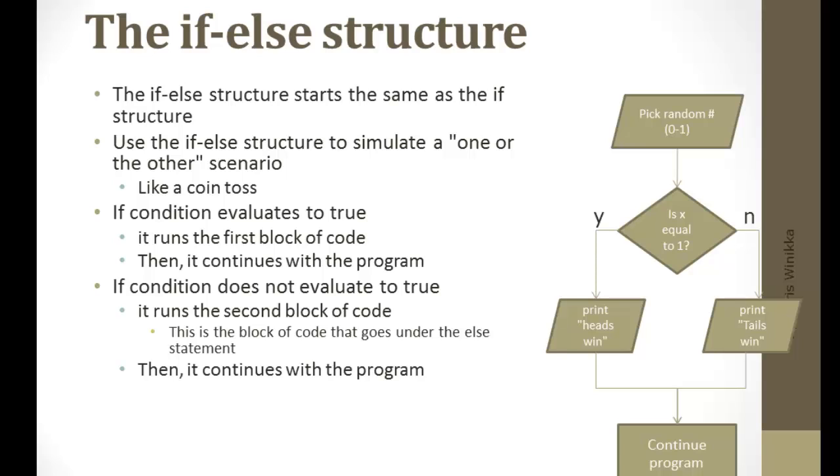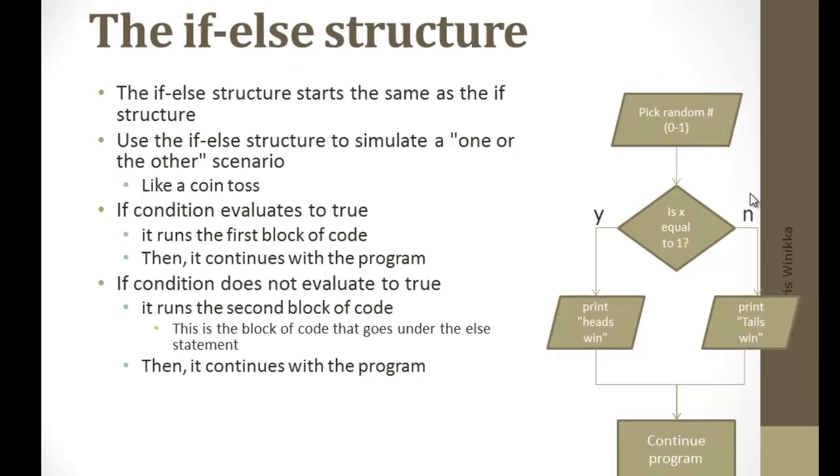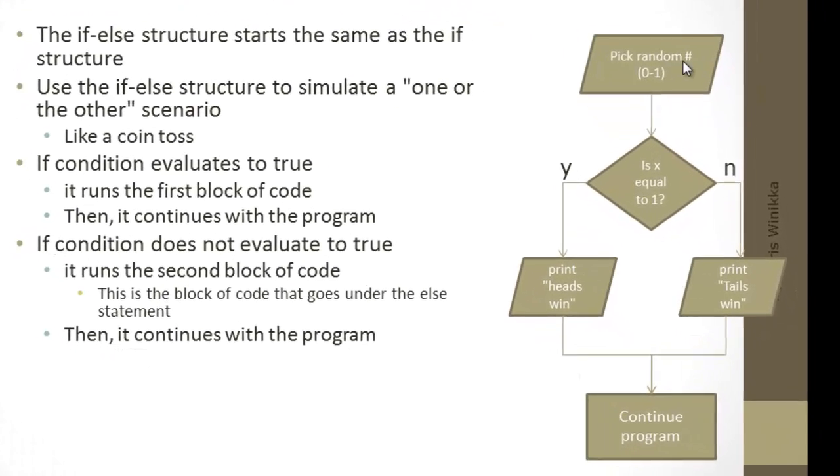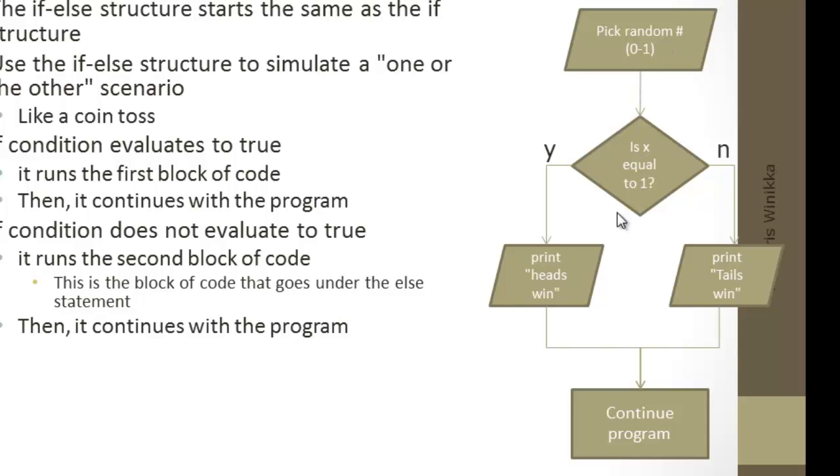So for the next trick using conditional execution, we're going to use the if-else structure. On the right, we have the flow chart for it. We're going to pick a random number, 0 or 1. If it's equal to 1, we say they flipped heads and it wins. Otherwise, we say tails wins, and then we continue with the program. Of course, you could code this out where the user picks heads or tails, and then we compare, okay? But we'll just do the simplified version of what we see here on the chart.